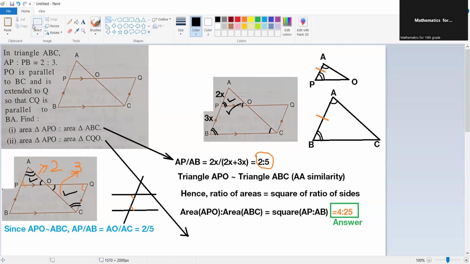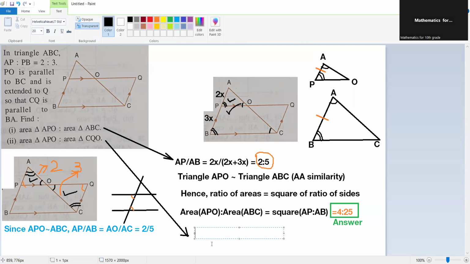So the ratio of these areas, I'll write it down. Area of APO is to area of CQO is equal to the square of the ratio of the sides, which is AO is to CO, which is equal to the square of 2:3.